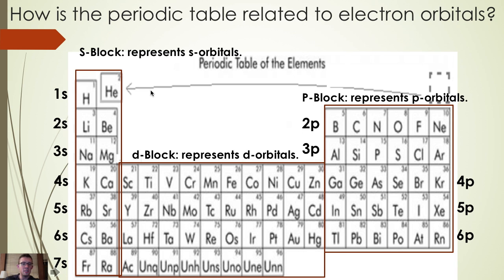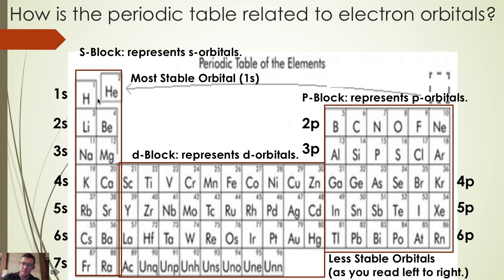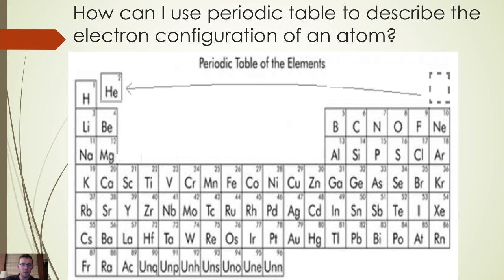But most importantly, these orbitals have been arranged in order from most stable to least stable. So the most stable orbital, the first shell's S orbital, is in the upper left-hand corner of the periodic table. And then as you read left to right, orbitals grow less stable. So the most stable orbital is in the upper left-hand corner, and the least stable orbital would be in the lower right-hand corner. What this means is we can use the periodic table instead of an orbital diagram to find the electron configuration of an atom.